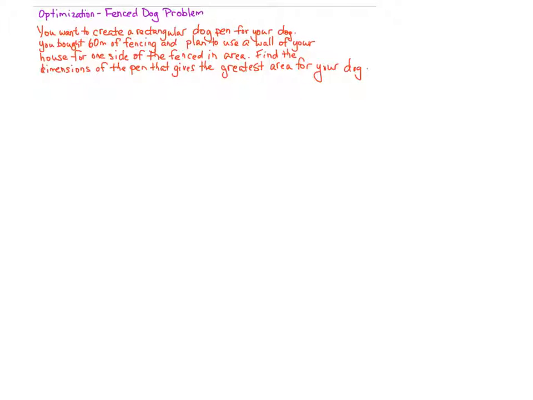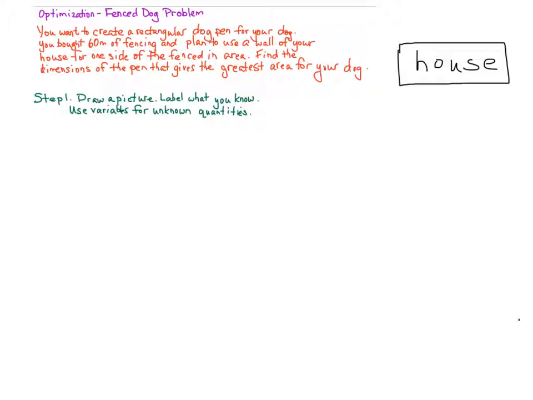So step 1, draw a picture, label what you know, and use variables for unknown quantities. So let's draw our house. Here's our house, and we're going to build the fence using part of the house. So that will be one wall. I'll put these little marks here to represent the fence that we're going to build. So we're going to use 3 sides of the actual fencing material.